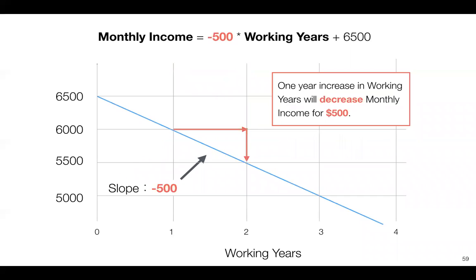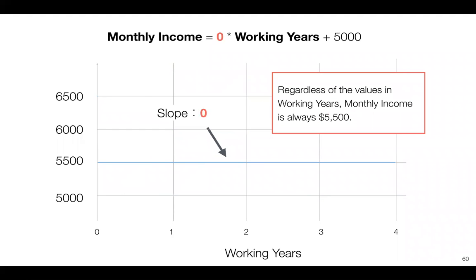It can go the opposite way. It can go negative too. Let's say the slope is minus 500. That means a 1 year increase in working years will decrease monthly income by $500. Definitely not the kind of company you want to work for. But that's beside the point.